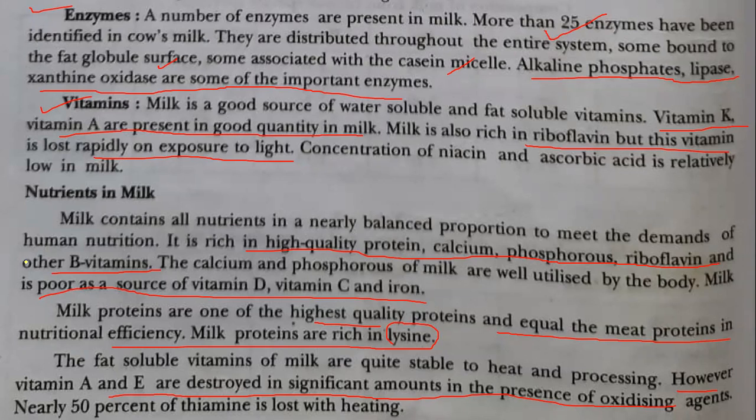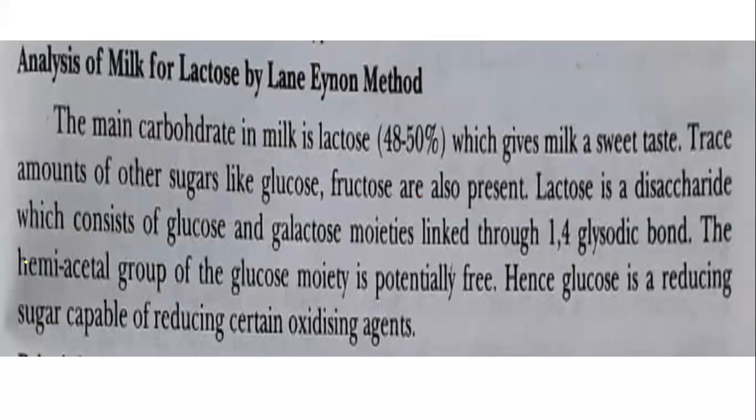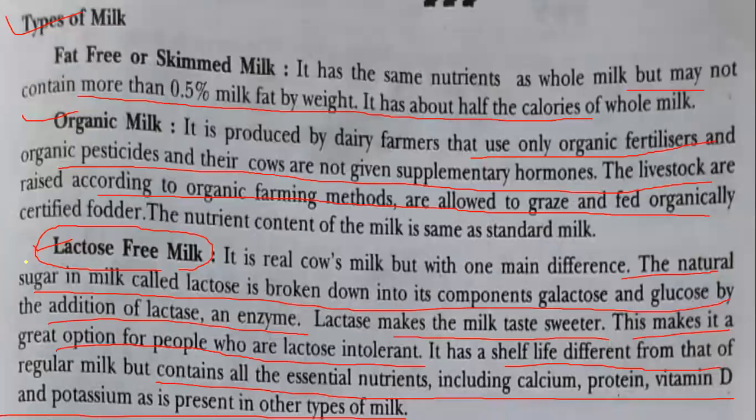The fat-soluble vitamins of milk are quite stable to heat and processing. However, vitamins A and E are destroyed in a significant amount in the presence of oxidizing agents. Nearly 50% of thiamine is lost due to heating only. So different types of milk are there: fat-free or skim milk, then organic milk, lactose-free milk. Okay, and after that the analysis of milk will continue in the next lecture.